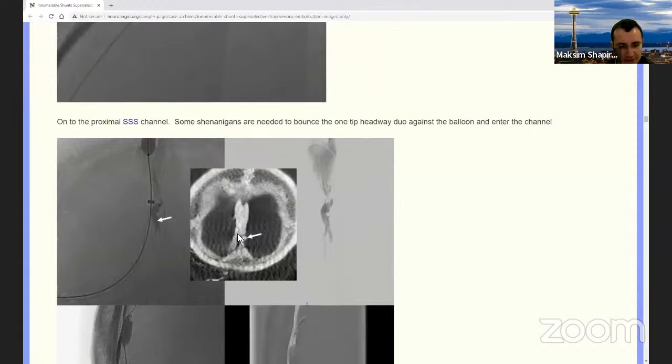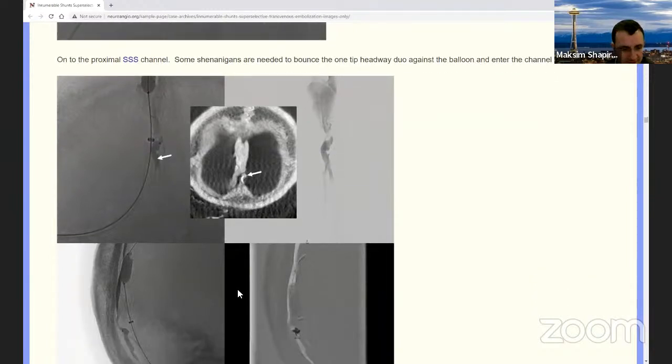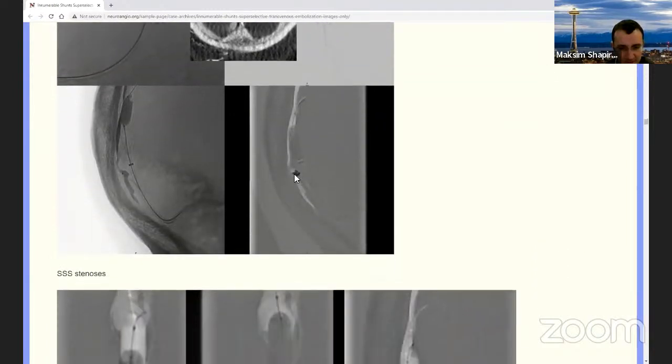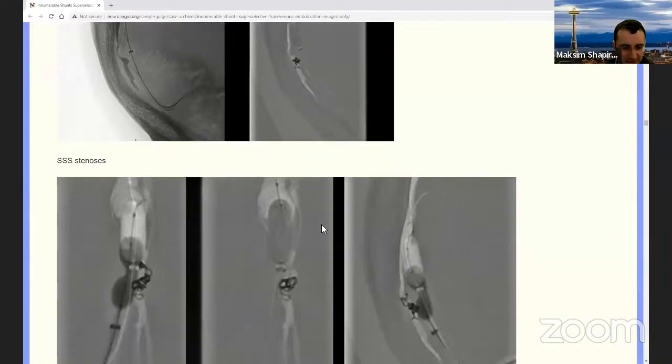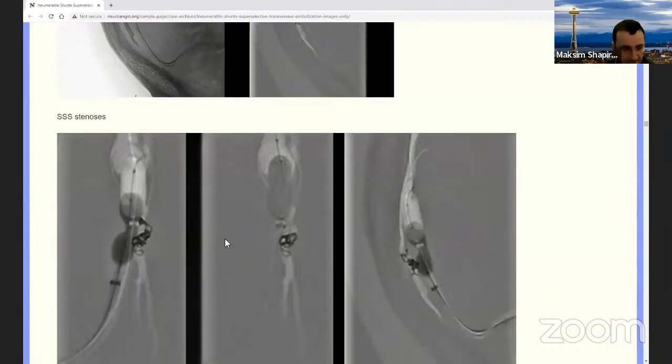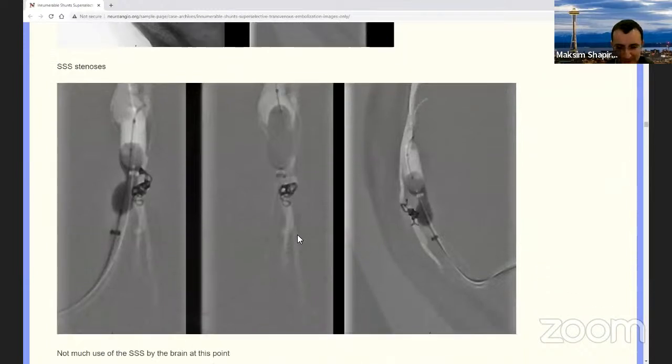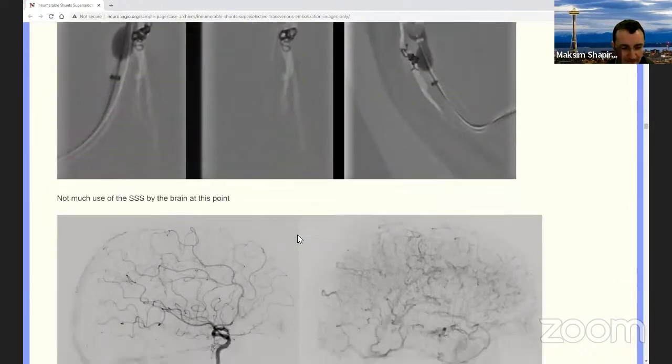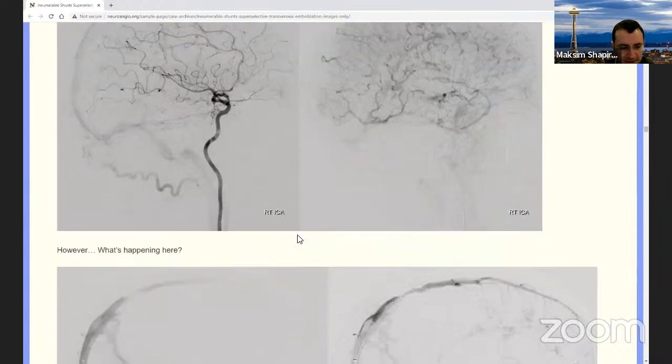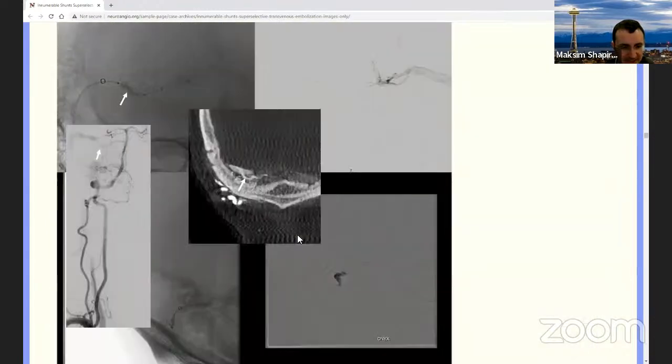Now we can get into this channel. Fortunately, we were able to use the balloon to bounce off of that, get into this thing. If you left it alone, it's not a very big one, but you want to close that. Sometimes it doesn't work. Sometimes it does. Use some coils. That was a mistake because we got bounced out of it. And that fortunately closed over time. Like I told you, it sometimes does, but it didn't close right away.